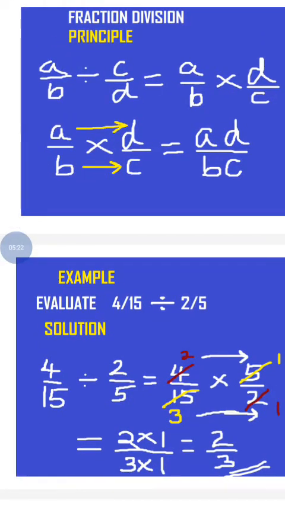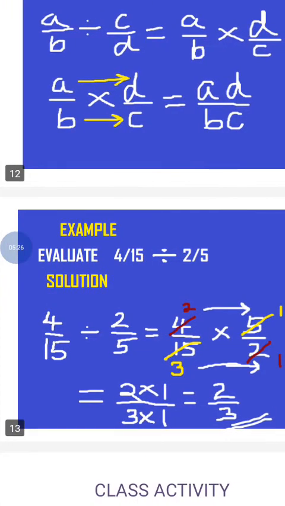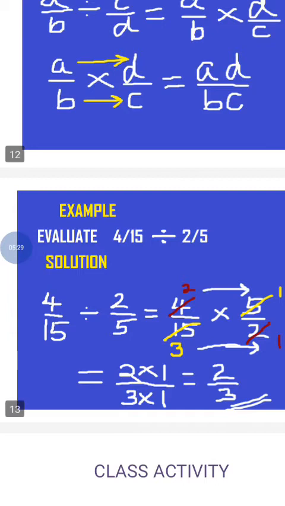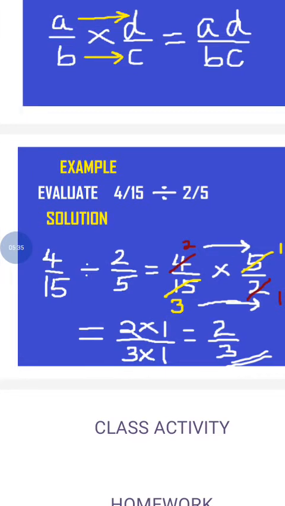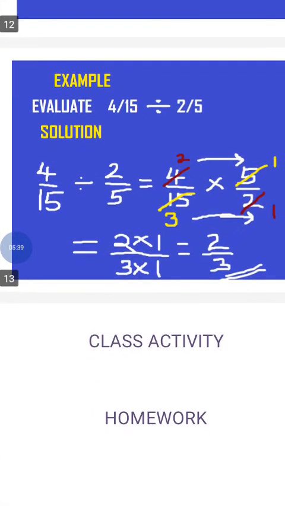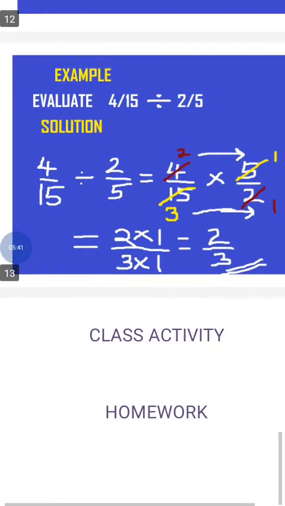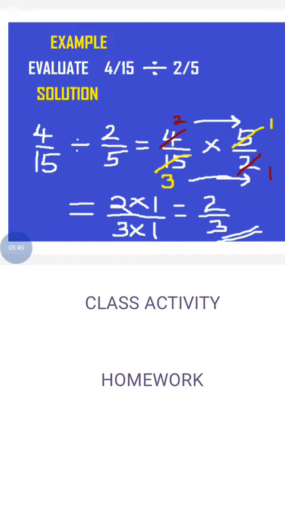So you now apply the multiplication principle, which is multiply the numerators and also multiply the denominators. So we have ad over bc. That's a times d, ad, and b times c, bc. Good. So we'll go straight to an example on fraction division, which is 4 over 15 divided by 2 over 5. So 4 over 15 divided by 2 over 5. Now this is a very interesting question. So there are so many things we'll be doing here, so pay attention so you don't lose it.